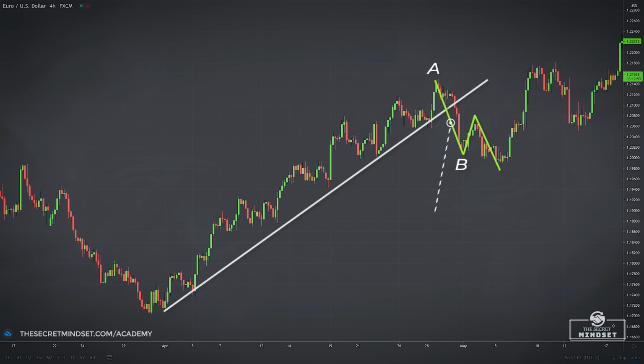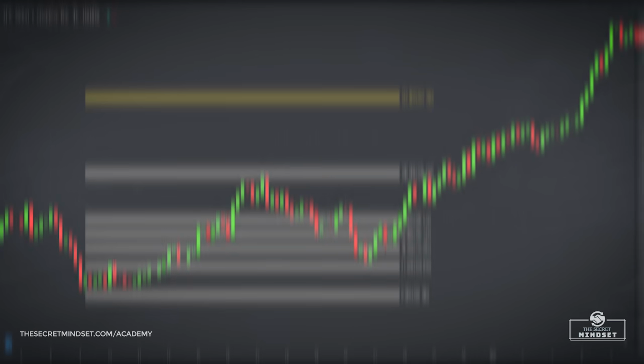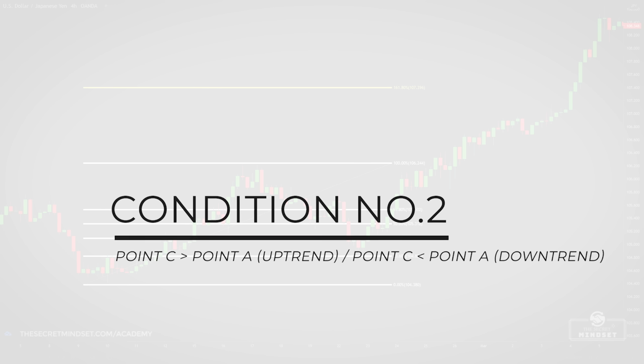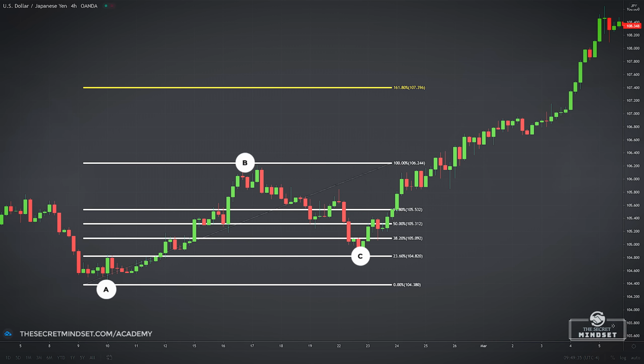Basically, the first wave, the AB wave, must be the wave that breaks the trend line, like in this example. If this sounds complicated, don't worry, because we'll have plenty of examples later. Second condition, point C must be higher than point A for an up move and lower than point A for a down move. When the AB wave ends, it will lead to a price move lower in the BC wave that will retrace a portion of the wave 1 move.